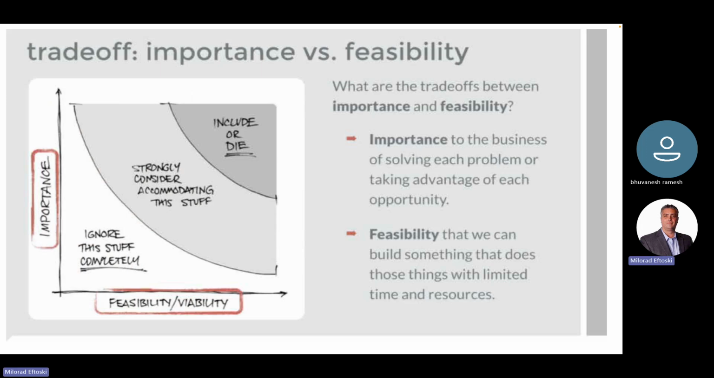The trade-off: importance versus feasibility. I already explained that to you earlier. This is just another exemplification of that. Importance versus feasibility. What's important, what's not important. Importance is the importance to the business of solving each problem or taking advantage of each opportunity. Feasibility is that we can build something that does those things with limited time and resources. In case you're wondering what feasibility is, I'll repeat it one more time: it's to build something that does things with limited time and resources.